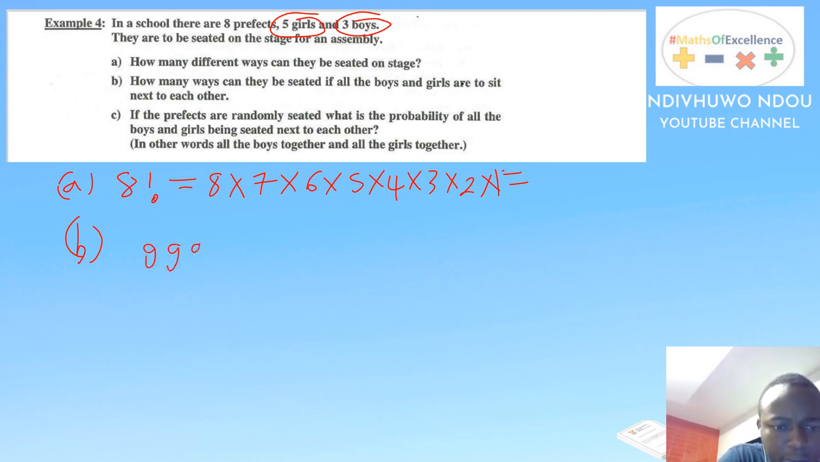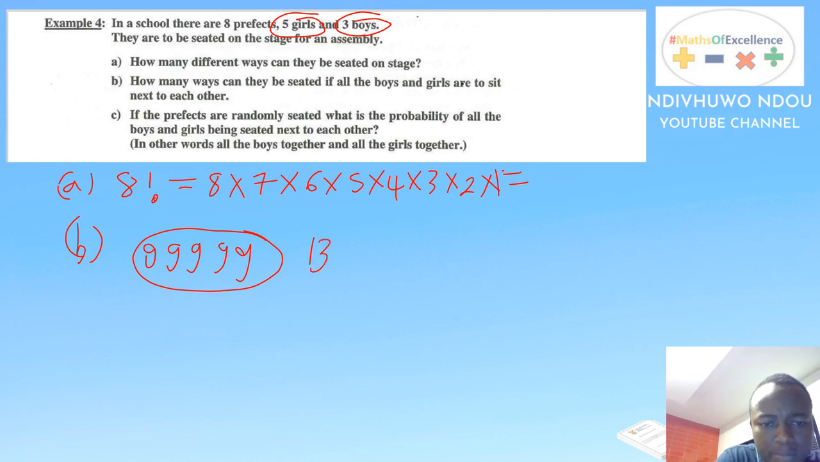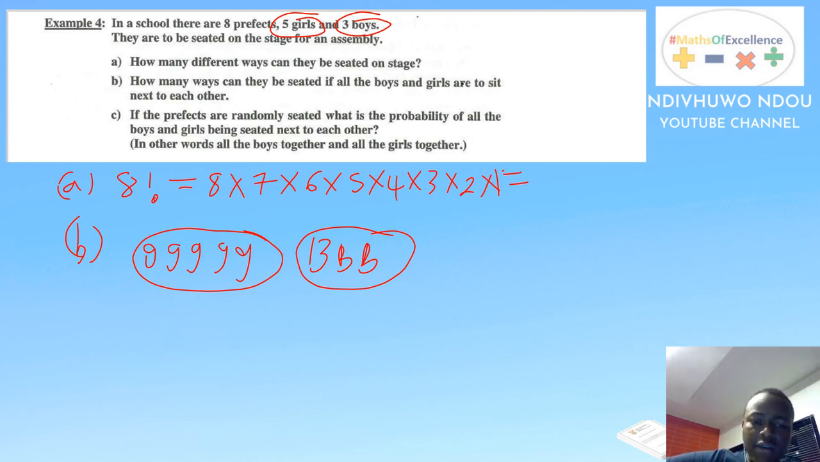We have 5 of them: 1, 2, 3, 4, 5. They have to sit next to each other, and the boys must sit next to each other. So all girls are together, all boys are together. In how many different ways can they be seated? We said in the previous example that if we have items together, we take them as one thing that you are going to arrange.